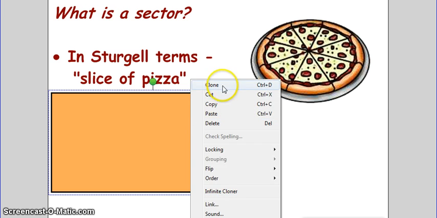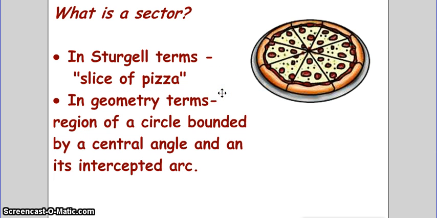In fact, the geometric definition of a sector is the region of a circle bounded by a central angle. Remember, we talked about that before where my mouse is moving. It's the central angle and its intercepted arc. As a quick refresh as well, remember that the intercepted arc and the central angle share the same measure.